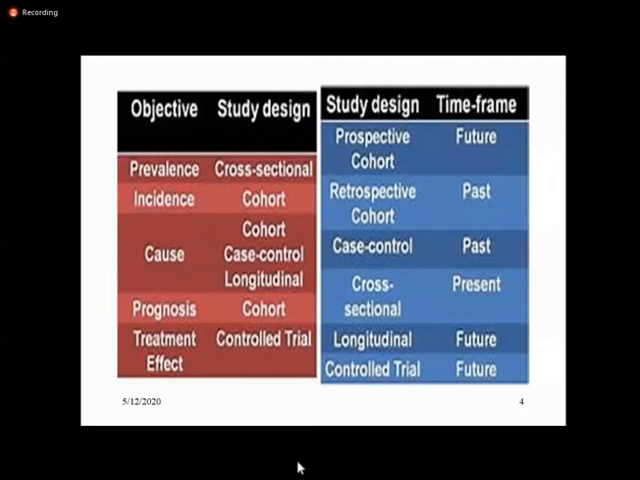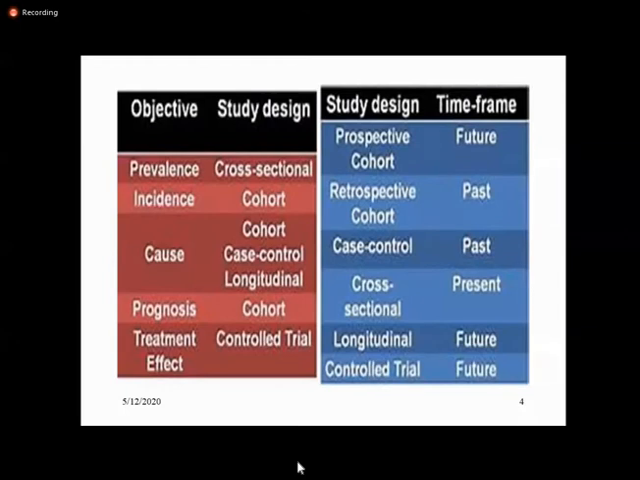Then again, you may want to see the prognosis of a disease. Then again, cohort is the good one to choose for that purpose. And for the treatment effects or effect of the vaccine, then the controlled trial is a good study to choose for that purpose. So according to the objective of any researcher, he or she decides which study design is suitable according to their needs.